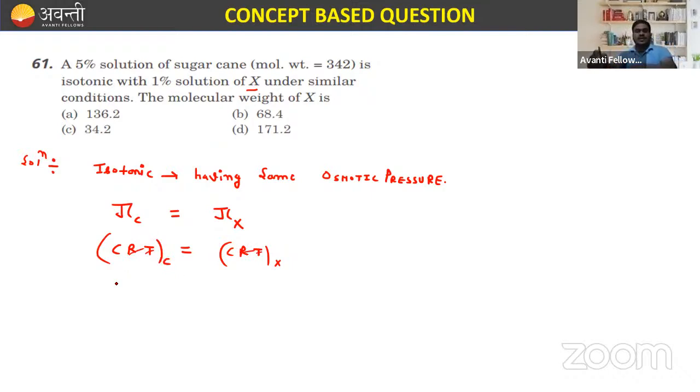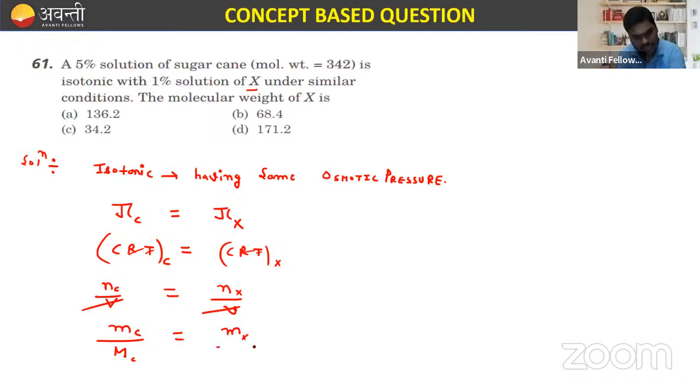What is concentration? Concentration is nothing but the number of moles per unit volume. So this is for C. This is also the number of moles per unit volume, for X. Volume is the same. Now what is the number of moles? That is the mass of the solute upon molar mass. Molar mass of what? C. Here also, mass of the solute upon molar mass. So you have to calculate this molar mass, capital M, of X.